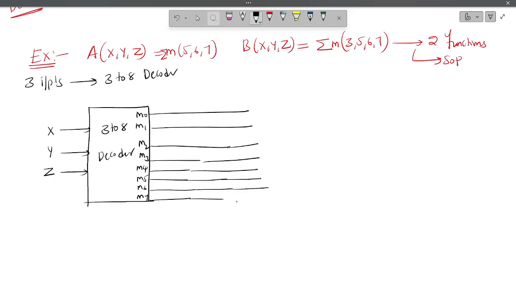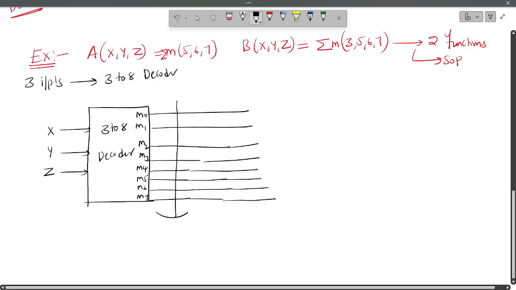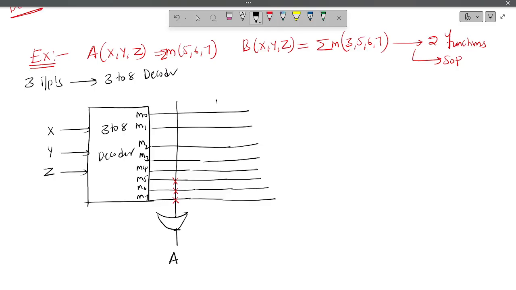And this is M7. Okay, and here this is one OR gate, a fixed AND gate and programmable OR gate. So whatever the minterms are there, you just program. So what are the minterms he has given? M5, M6, and M7.